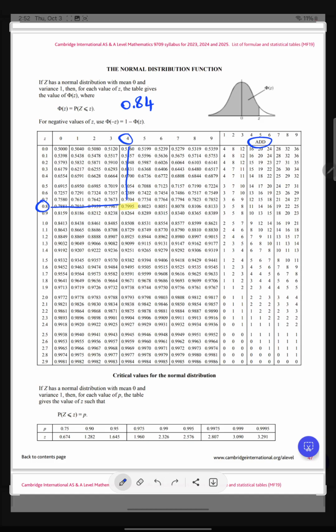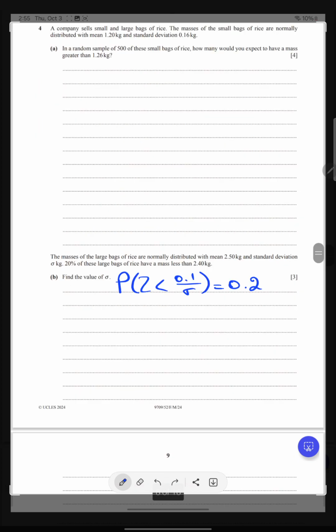So we look at add 5, and after adding 5 we got 0.8. So if we want to add 5, then the value will be 0.842. Now we know that the solution to this equation is that 0.1 over sigma should be equal to 0.842. Then sigma is equal to 0.1 divided by 0.842. After doing the calculation and rounding, we get the value of sigma.